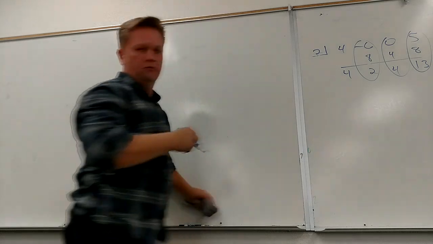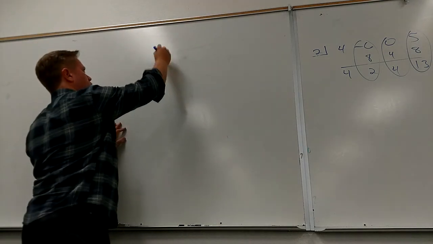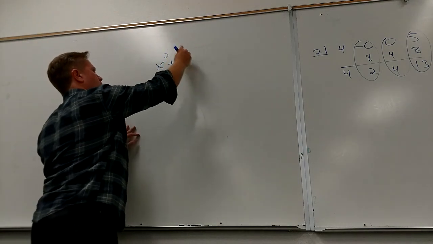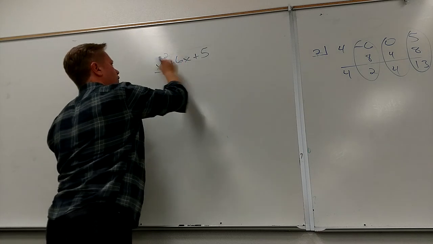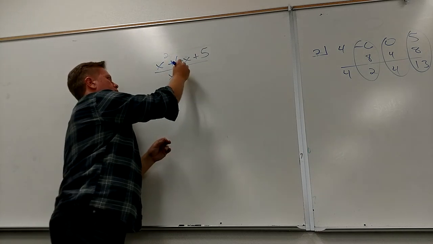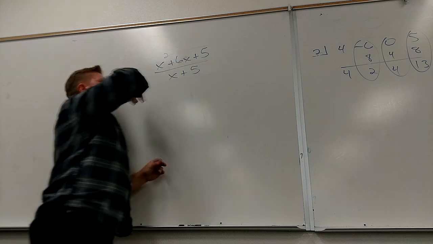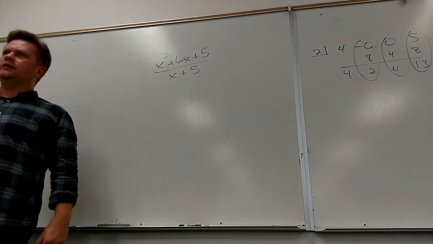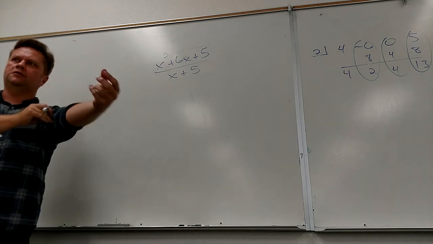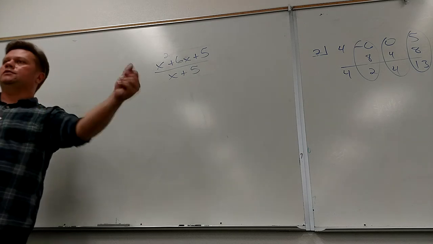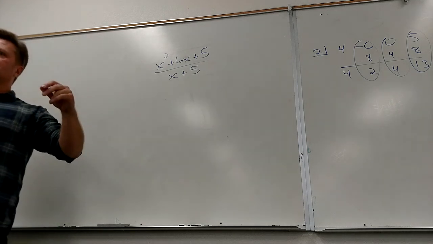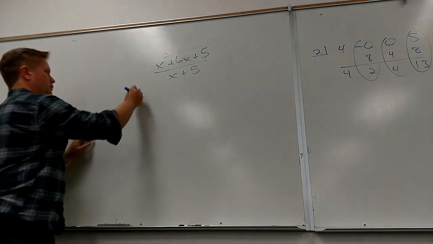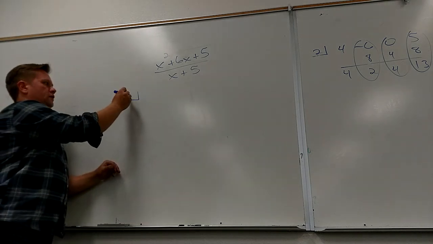So let's see if I can make one real quick. So if I had x squared plus 6x plus 5 over x plus 5. Let me do this the silly way, and then I'll show you the shortcut way. The silly way is actually synthetic division, believe it or not. So let's try it. Here's synthetic division. How does this work? Negative 5.